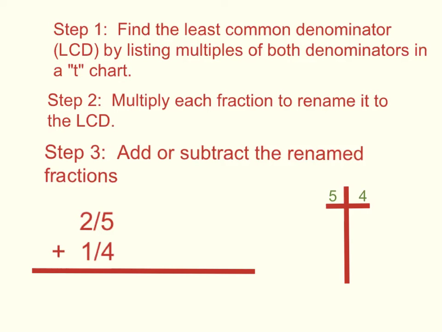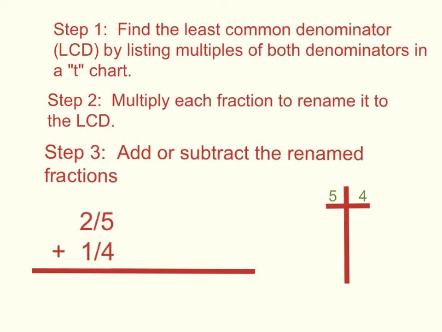Okay, let's try one more. These are the steps for adding fractions with unlike denominators. Step 1, find the least common denominator, or sometimes referred to as the LCD, by listing the multiples of both denominators in a t-chart. So my denominators are 5 and 4.